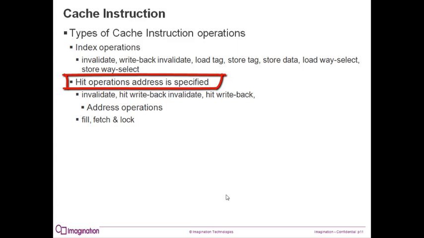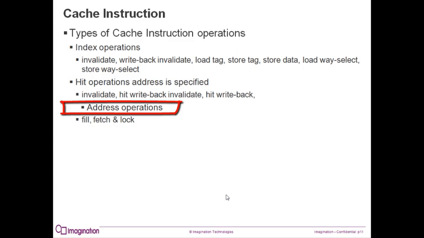Next is the hit operation type. For this operation type, the operation is only carried out if the virtual address hits in the cache, indicating that the cache contains valid data for that address. This operation is good when you need to flush dirty data at a specific virtual address.